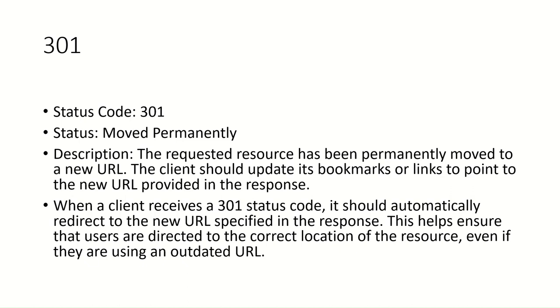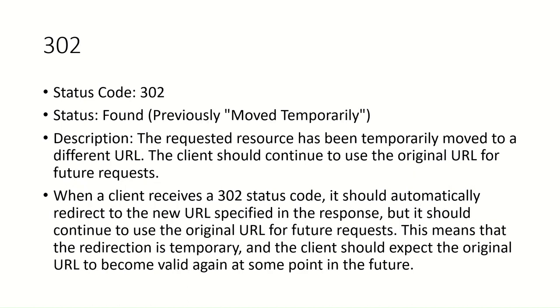Now let me go to the next slide and discuss 302. The status code is 302 and the status name is found, which was missing previously. Previously it was moved temporarily, but now it is found. The description says that the requested resource has been temporarily moved to a different URL. The client should continue to use the original URL for future requests.